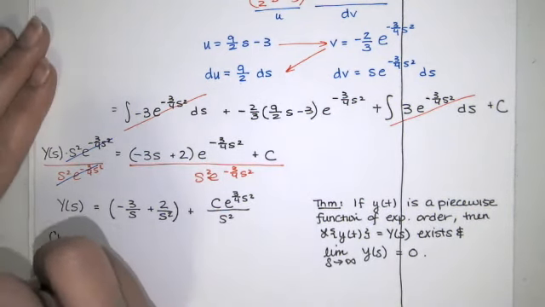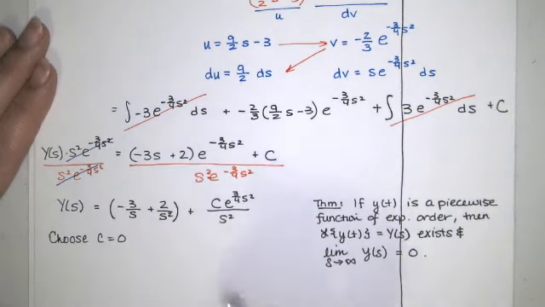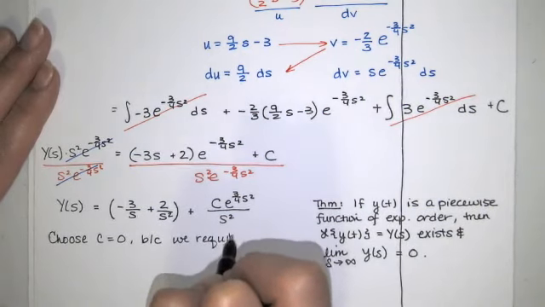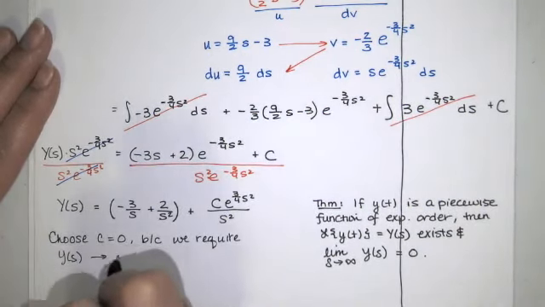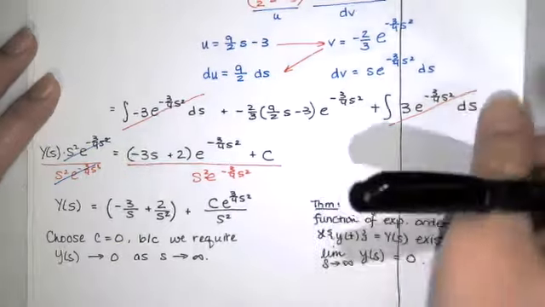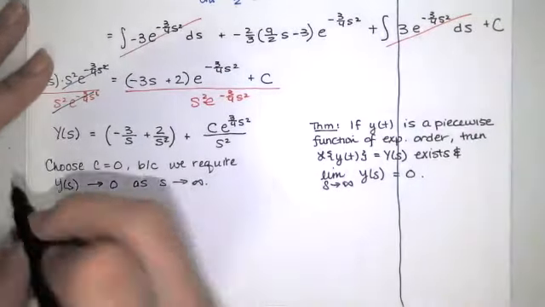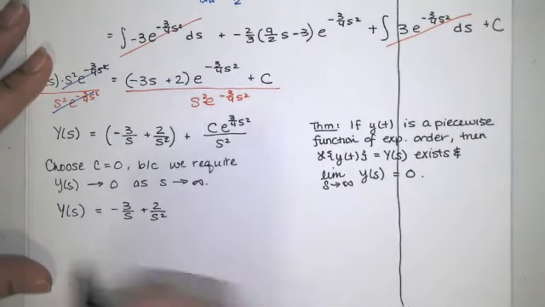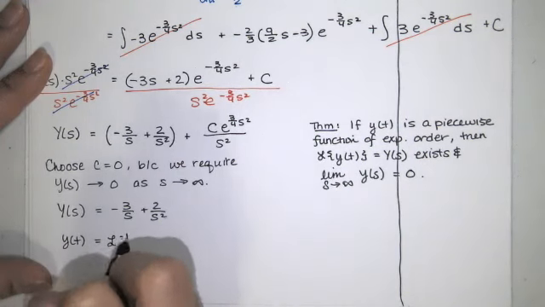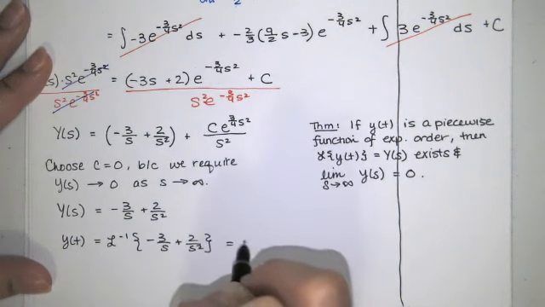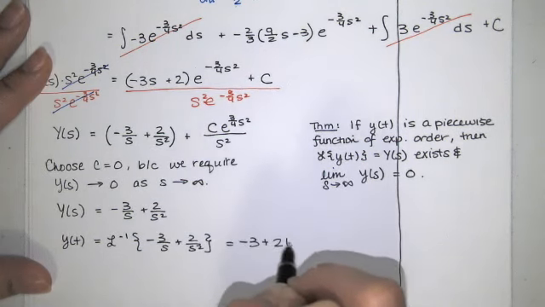So we will choose c to be 0, because we require Y of s to go to 0 as s goes to infinity, since we're assuming that y of t is a piecewise function of exponential order. In that case, Y of s is this, and that is a very easy function to compute the inverse transform of. So we get negative 3 plus 2 times t. Okay, so that's our y of t.